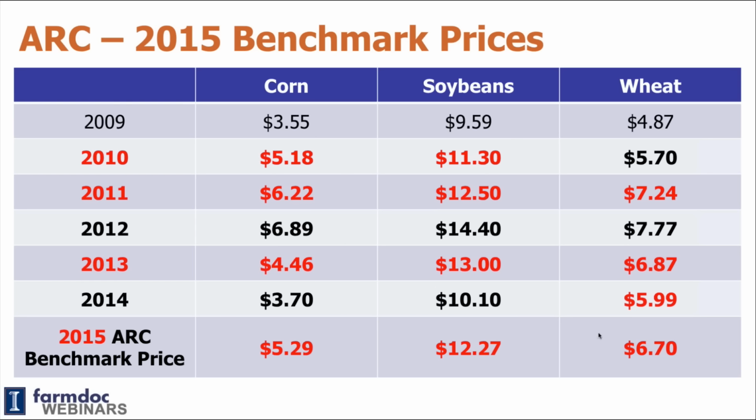We rolled off a low price for wheat from 2009 and rolled on the $5.99 in 2014. That ended up bumping up the wheat benchmark by 10 cents per bushel. So ultimately, the effect this had was that it didn't change revenue guarantees much for corn and beans across counties, at least on the price side. For wheat, you may have seen a slight increase in your benchmark revenue because of that increase in the benchmark price.